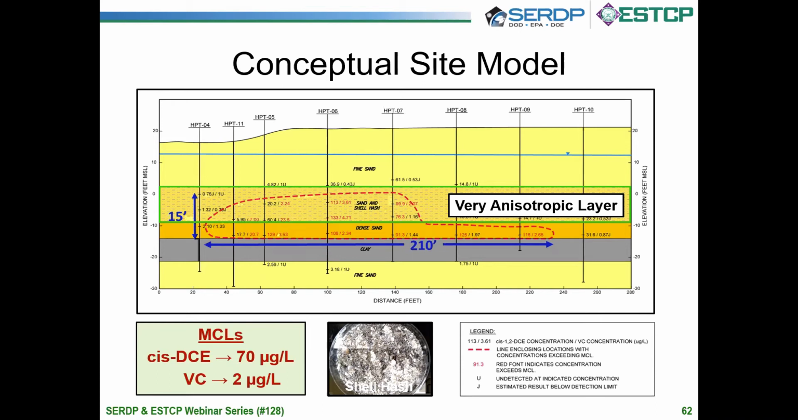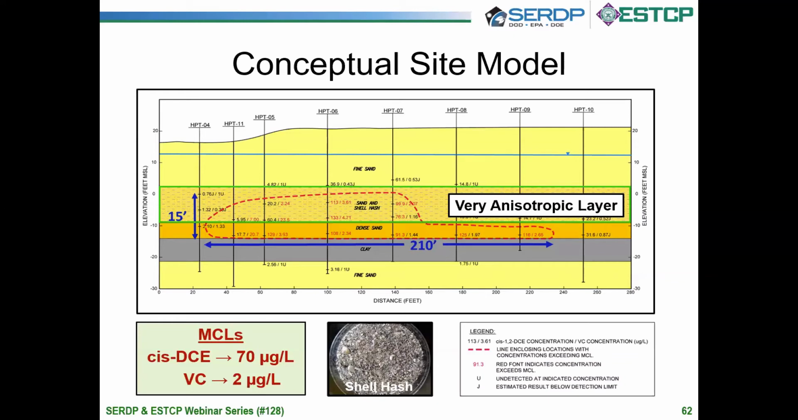Well, at first glance, these layers look pretty permeable, and this sand and shell hash layer, this dashed one here that's outlined in green, is very permeable when you look at it, and horizontal permeability based on HPT testing showed it was permeable as well.